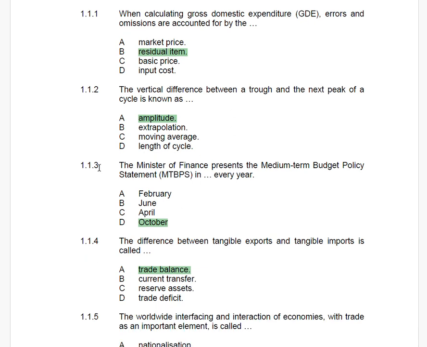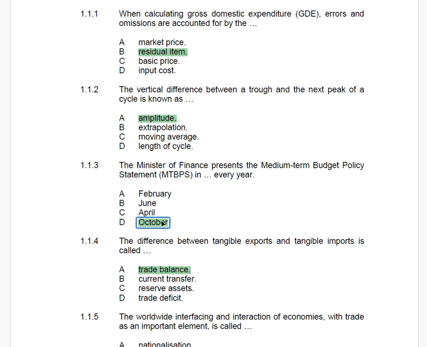Now let's just look at 1.1.3. The Minister of Finance presents the Medium-Term Budget Policy Statement, or MTBPS, every year in A, February, B, June, C, April, or D, October. The correct answer is October. And then how do you know it's October?